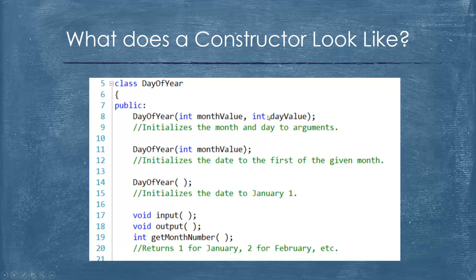So the difference is this one has 2 values, this one has 1 value, and this one has no values. So in summary, it has to have the exact same name as the class. It does not have a type, runs automatically, and then there's always a default constructor. Whether you create a constructor or not, one is always made by default.